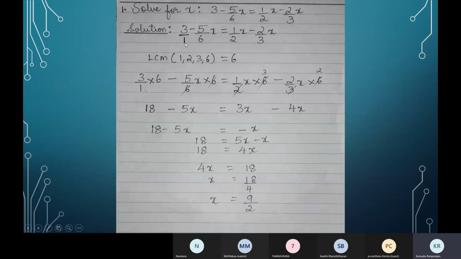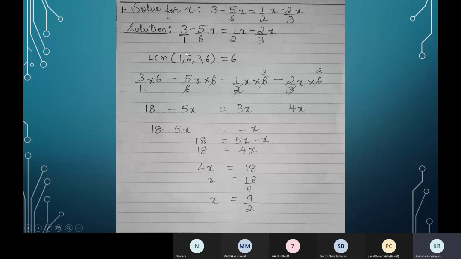Now, the first step is to find the LCM of all the denominators. Now, 1 and 6 are the denominators on the left-hand side. 2 and 3 are the denominators on the right-hand side. We need to find the LCM of all the denominators 1, 2, 3, and 6, which is 6.